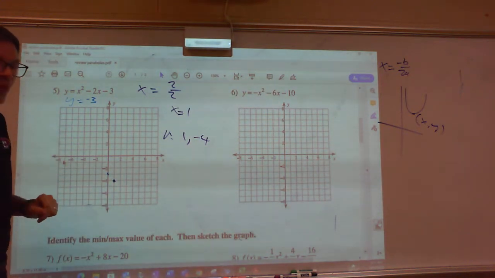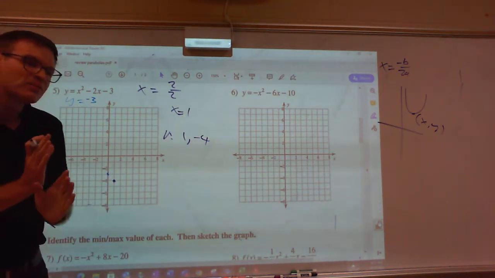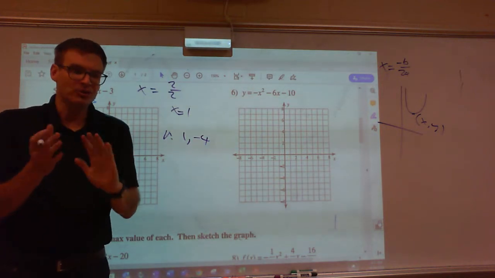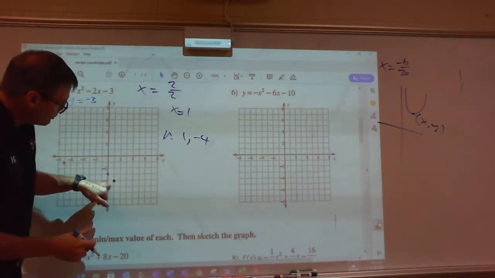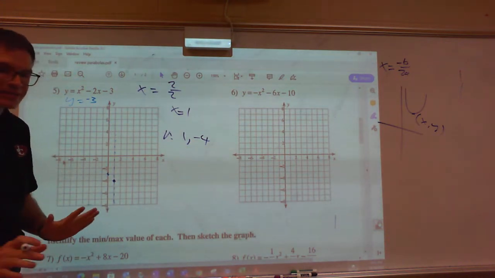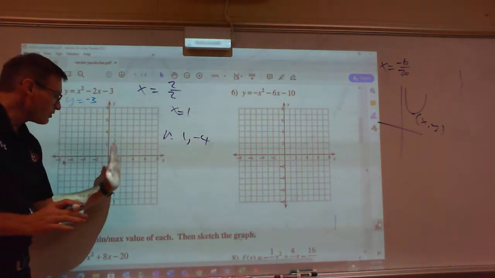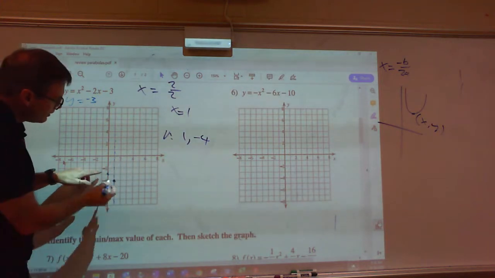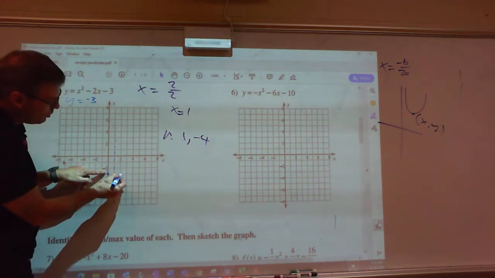We plotted that point. Now, some things about a parabola. It's symmetric. Meaning, if this is your vertex, imagine there's an imaginary line called the axis of symmetry, and everything on the left is the same as everything on the right. So if you have a dot on the left, you're also going to have a dot on the right.